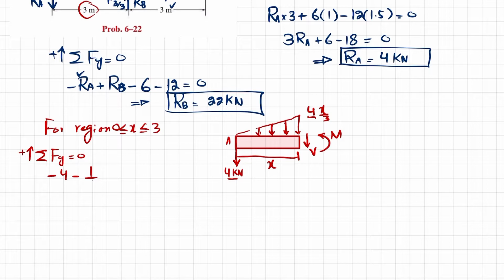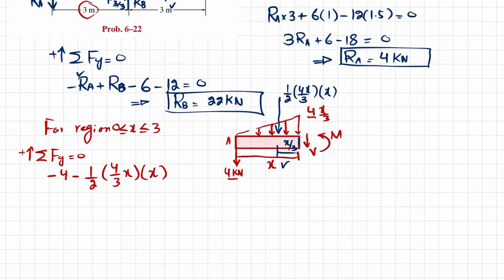So 1 over 2 into 4 over 3x, and perpendicular distance is x. I will also write it over here. When you convert it into point load, it is 1 over 2, 4x over 3, and this x distance. And it will be acting at a distance of x by 3 from this denser side. Okay, their sum must be equal to 0.